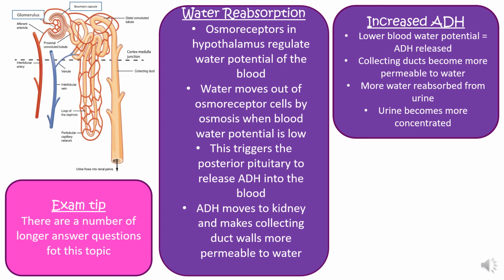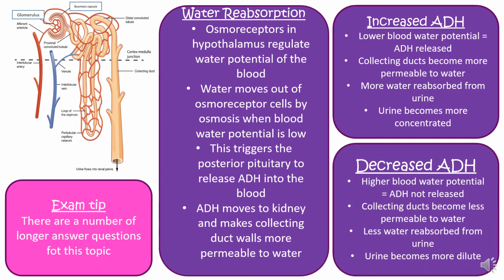Now, this means that when the ADH release is increasing, therefore, there's a lower blood water potential. As we said, it causes the collecting duct walls to become more permeable to water. So therefore, more water is reabsorbed from the urine, and the urine becomes more concentrated. If we decrease the ADH, it means that there must be a higher blood water potential. So no ADH needs to be released. The collecting ducts therefore become less permeable to water, less water is reabsorbed from the urine, and it becomes more dilute or will be far lighter in colour.